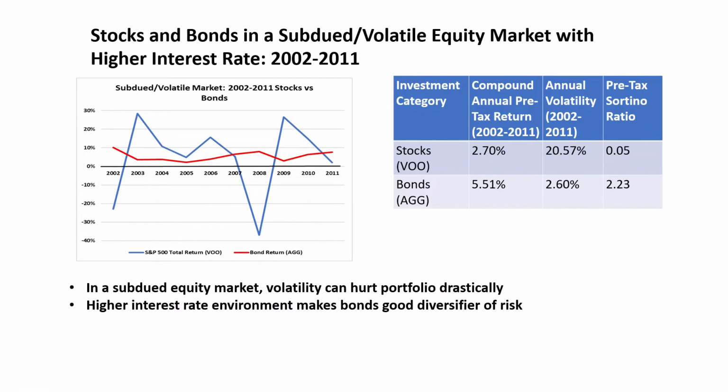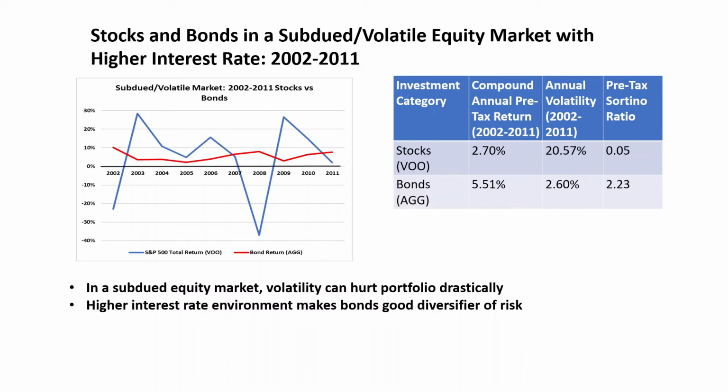So the next step of this presentation is essentially to look at both stocks and bonds in two environments. One is a subdued environment, where stocks aren't doing too well, and then we'll look at what's called a bull market, an environment where stocks are doing really well. So I've chosen two periods here. One is a subdued, volatile equity market. We'll be looking at the period between 2002 and 2011, where stocks didn't do all that great. And after that, we'll be looking at 2012 to 2021, where stocks really did well.